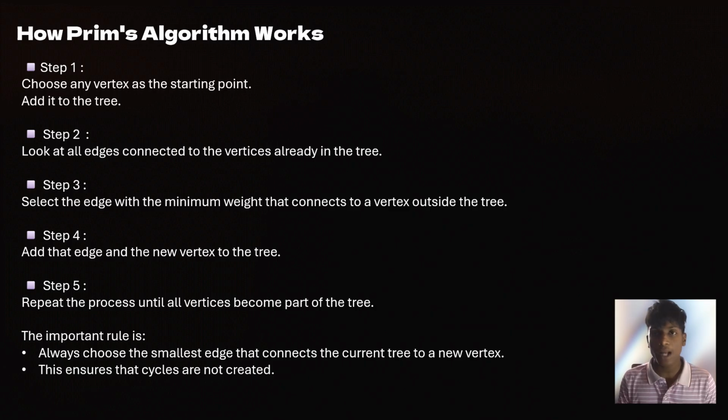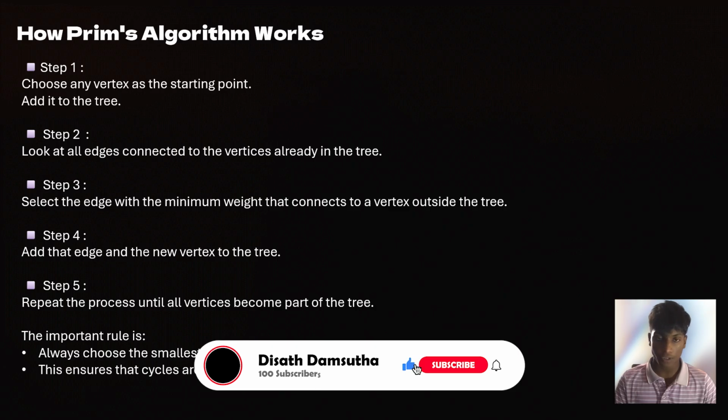Now, I'm going to explain how Prim's algorithm works. Let's look at the procedure step by step. Step 1, we choose any vertex as the starting point. Then we add it to the tree. Step 2, we look at all edges that are connected to the vertices already included in the tree. In step 3, we select the edge with the minimum weight that connects to a vertex outside the tree. In step 4, we add that edge and also add the new vertex to the tree. In step 5, we repeat this process until all vertices become a part of the tree.